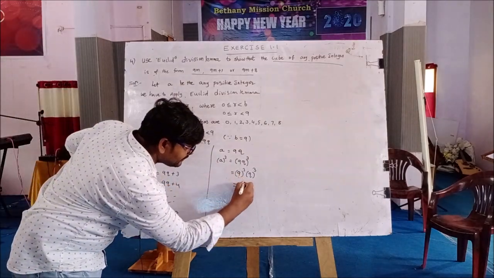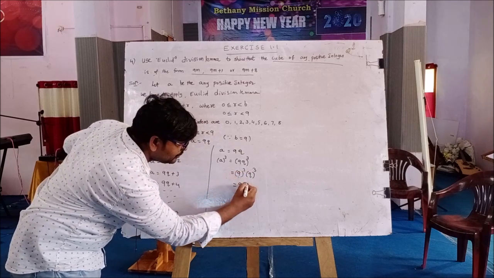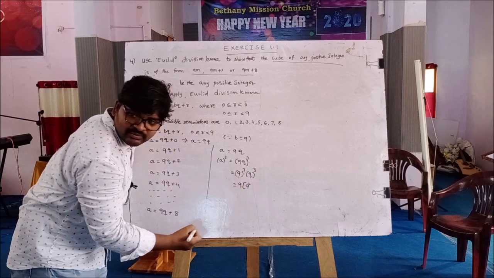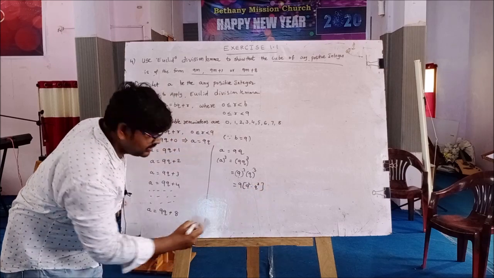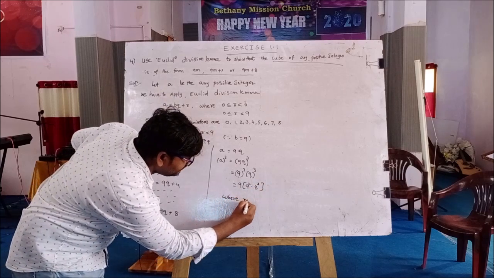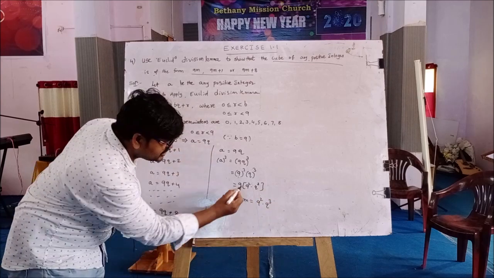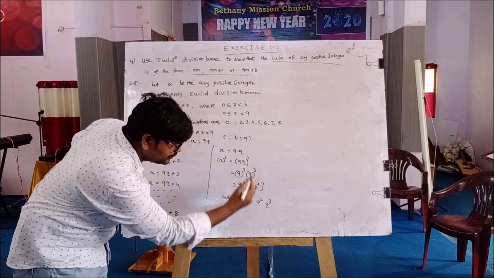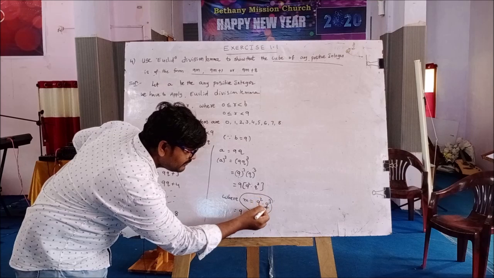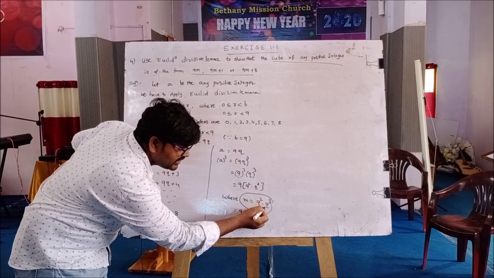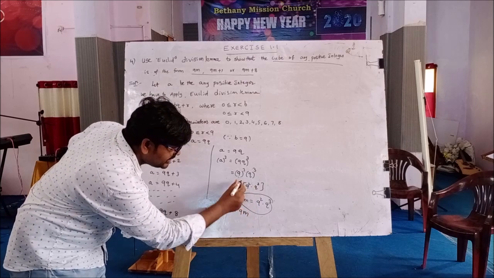So take common 9. 9 into 9 square, because 9 cube is 9 into 9 square. 9 square into Q cube, where m equals 9 square into Q cube. That equals 9 into the value of 9 square into Q cube, which equals m. Here 9 square into Q cube equals m, so 9m.